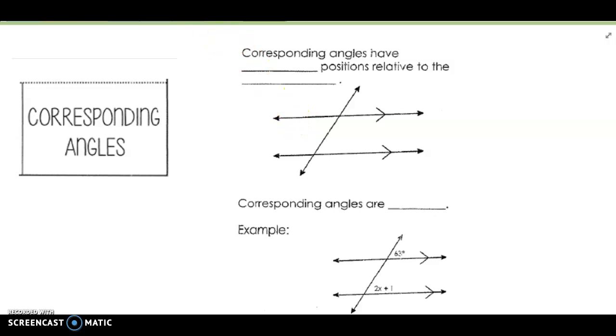All right, so to define corresponding angles, they have corresponding positions, hence corresponding angles. So corresponding positions relative to the parallel lines.